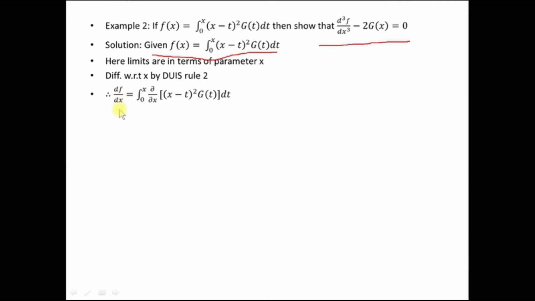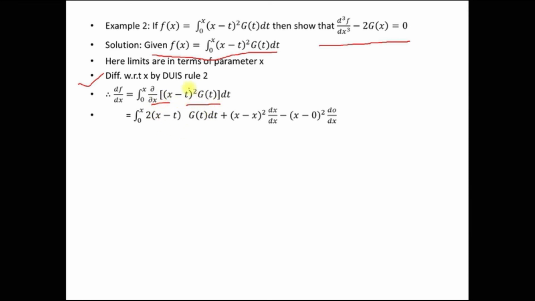So this is equal to, now we are going to differentiate with respect to x, by using Leibniz rule number 2. So it will become df by dx is equal to the integral from 0 to x of dou by dou x of this. Now we are going to differentiate this with respect to x. So here let's check, when we are differentiating with respect to x, what is t?